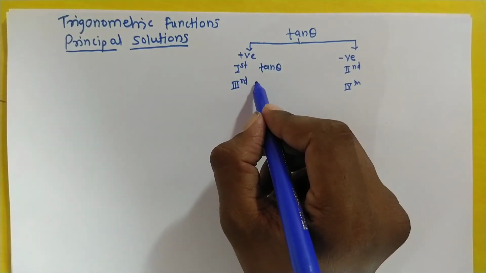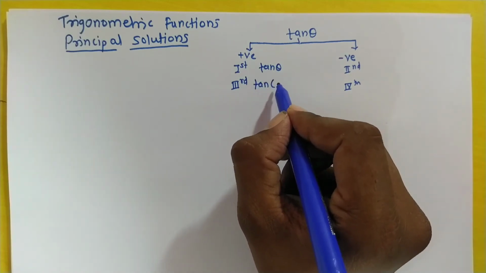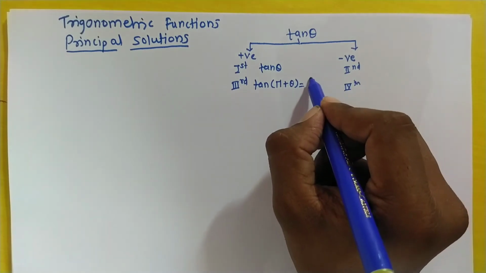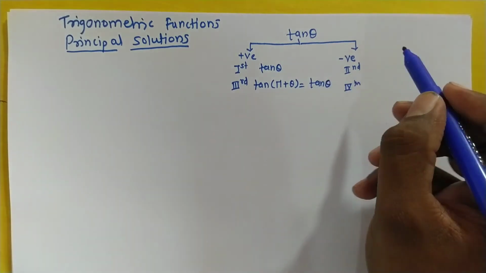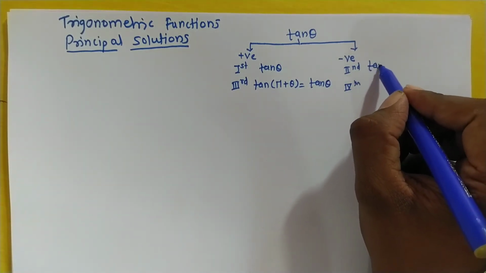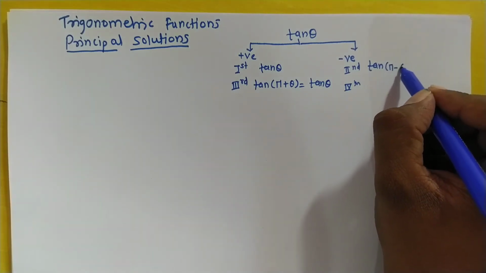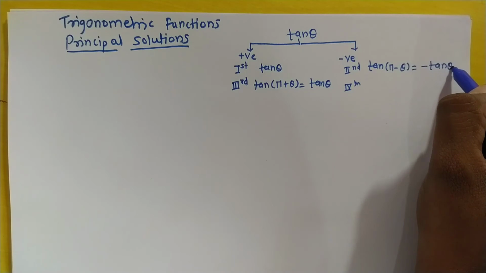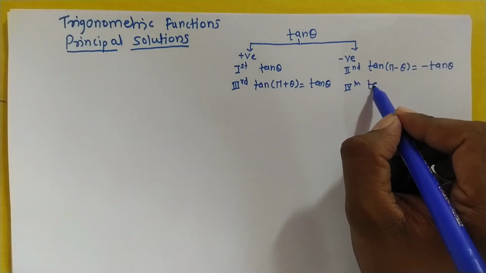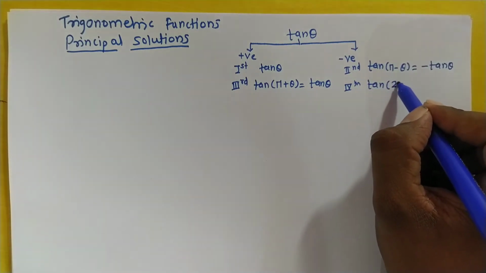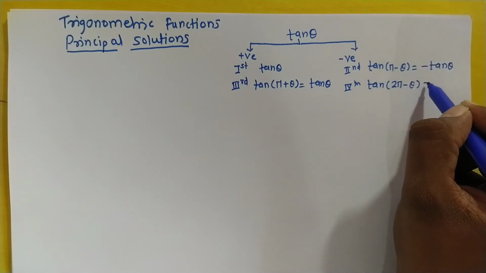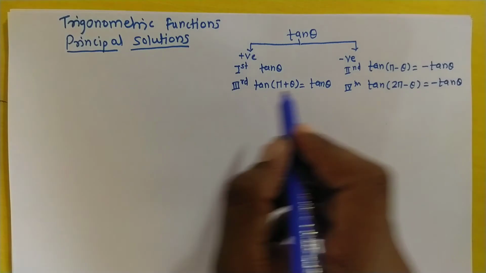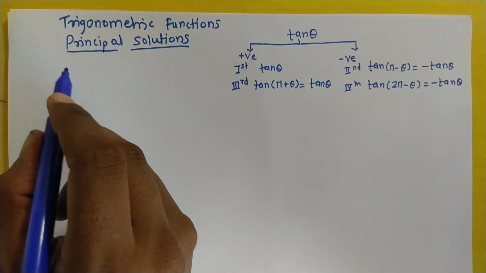So for the third quadrant, tan(π + θ) = tan θ. For the second quadrant, tan(π - θ) = -tan θ. For the fourth quadrant, tan(2π - θ) = -tan θ. Now we solve the examples based on tan θ.